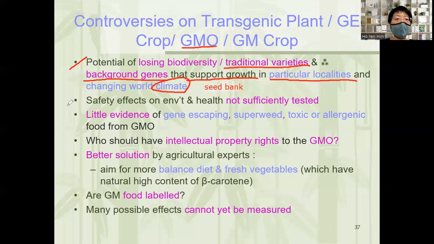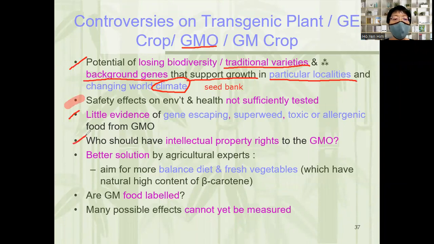Okay, safety effects on environment and health are not sufficiently tested. So just now we said there is potential risk from the chemicals if humans or animals consume them, so please test it. They said not sufficiently tested because there is not sufficient information to show whether the gene can escape, whether superweeds have been formed, or whether the chemical is toxic and allergenic to organisms that eat them.